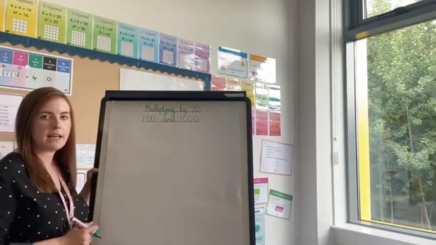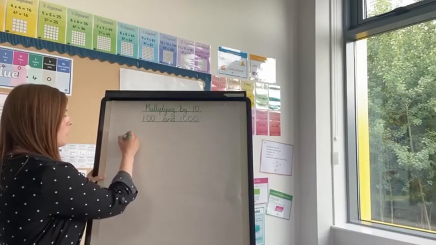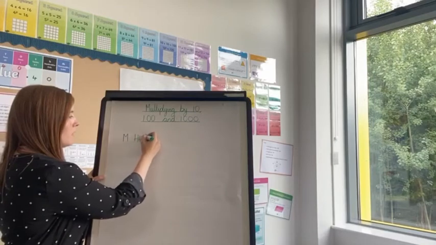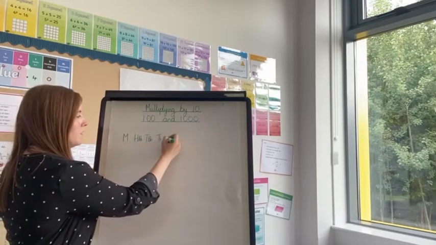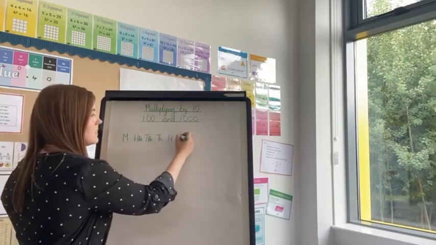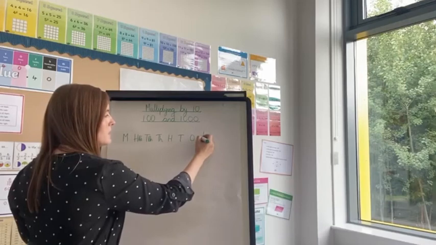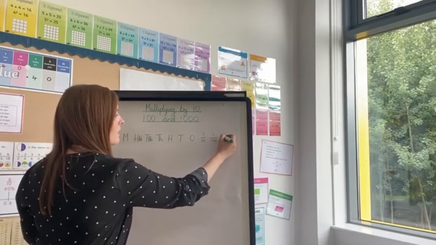The first thing I need to do is draw out a place value grid. So I'm going to start with millions, 100,000, 10,000, thousands, hundreds, tens, ones, decimal point, tenths, hundredths, thousandths.